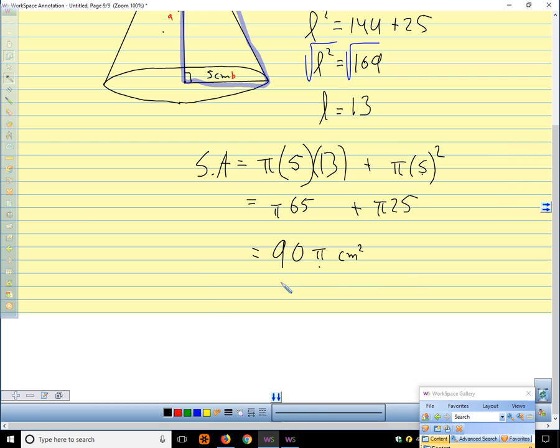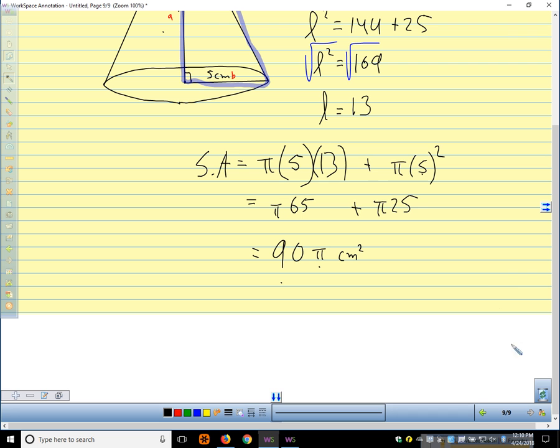So you have a right triangle inside pyramids, a right triangle inside cones that you can use to help you solve problems.